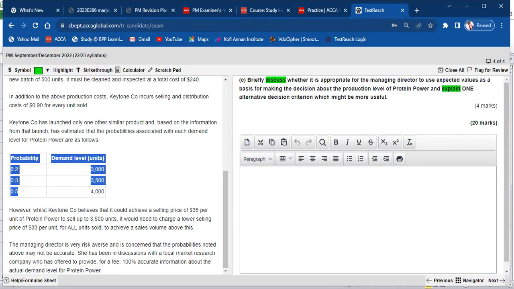Can I score 20 over 20 in the exam under exam pressure? Highly unlikely. Am I scoring less than 10 over 20? If yes, then there's a big problem. Because unlike sections A and B, no matter what you do, even if your final answer or recommendation is incorrect, you still get some marks. So you do it as well as you can. Any questions? That is done with Keytone Co, the question on risk and uncertainty.